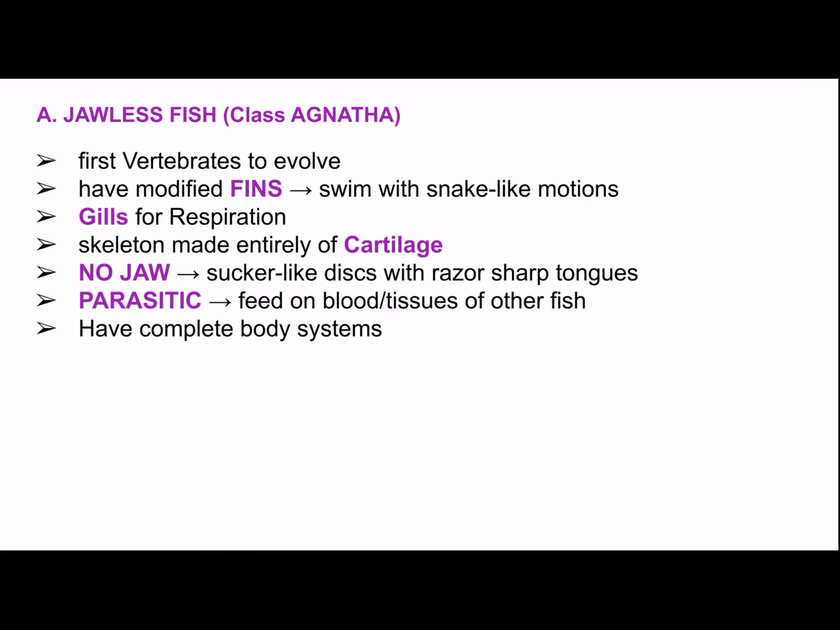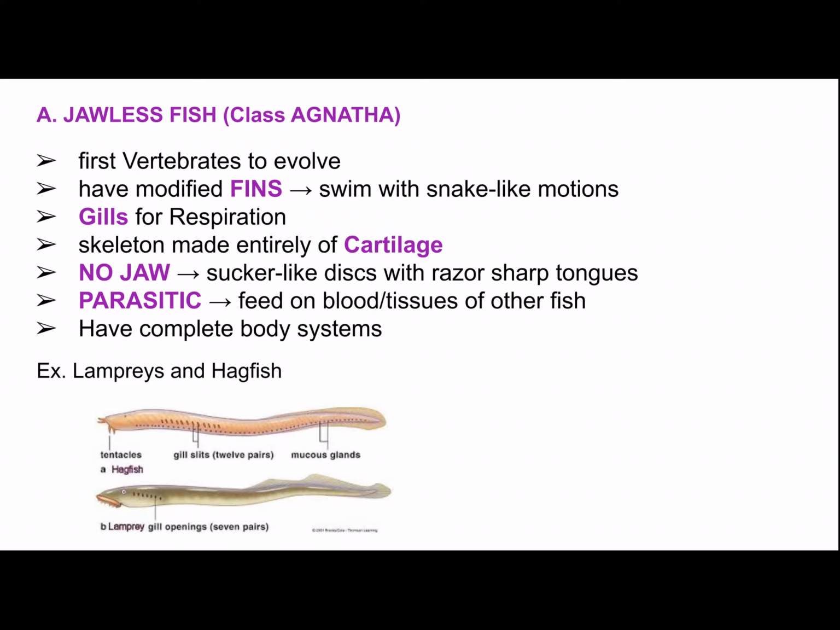And of course, these do have complete body systems, which all fish species have. Now, there are two particular types of jawless fish that we have, and these are called the lampreys and the hagfish. All right, now remember, these are parasitic. They feed on blood and tissues of other fish. All right, here is an example. You can see the hagfish and the lamprey.